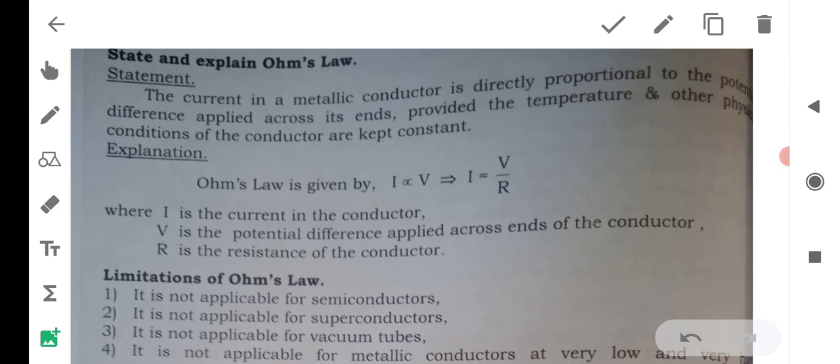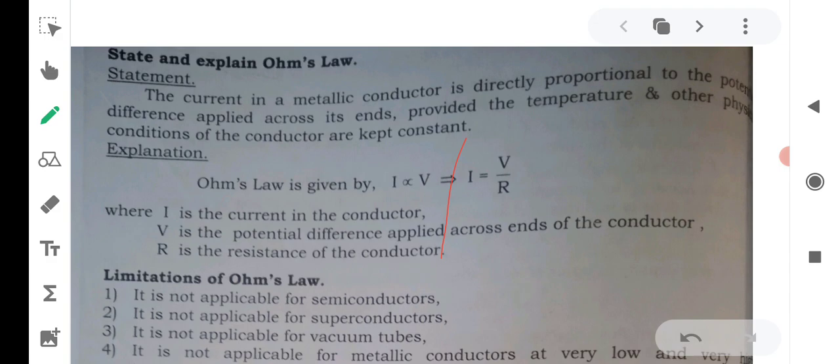Dear students, in the previous video of this chapter, we discussed the statement of Ohm's law, the limitations of Ohm's law, ohmic devices and non-ohmic devices, and also discussed an example for ohmic devices and an example for non-ohmic devices. We will just recap that, dear students.